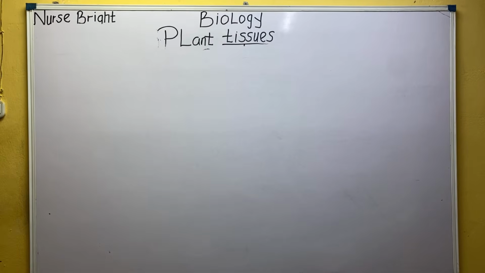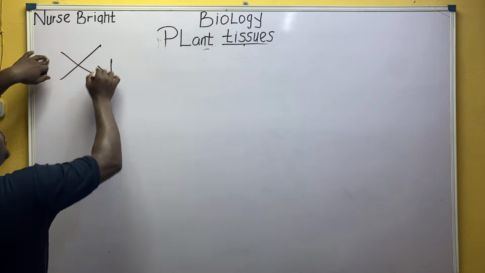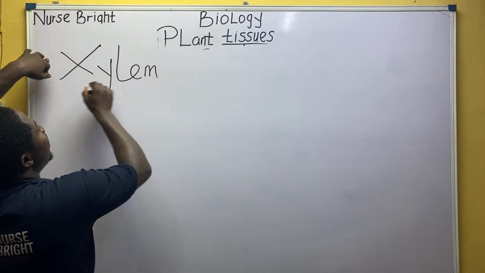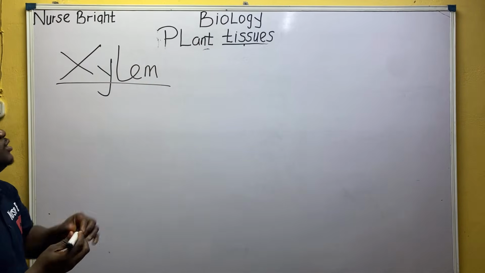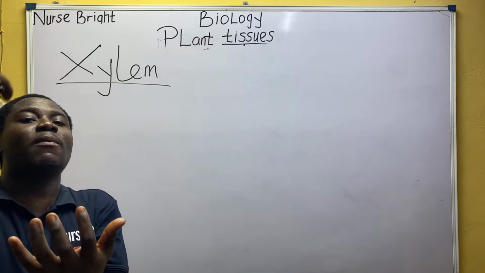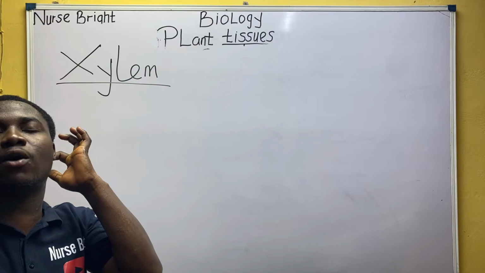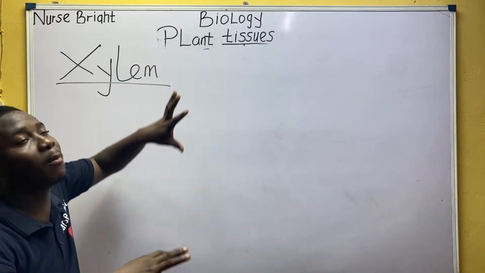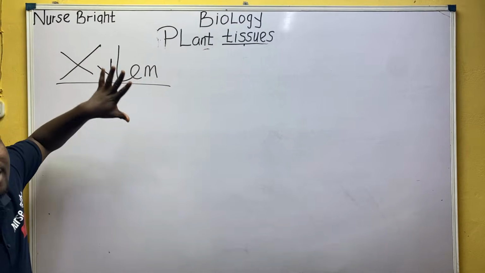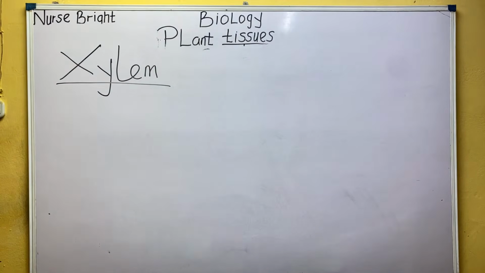All right, so let us move further. Let's talk about the xylem. Let's start with the xylem tissue, which is a vascular tissue. Remember, after we talked about simple plant tissues, Parenchyma, Collenchyma, Sclerenchyma, we went further to talk about root structure and we came here. So what is this xylem tissue? It's a vascular tissue, we all agree.